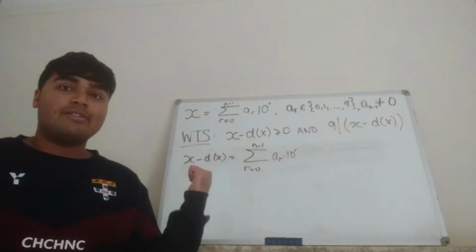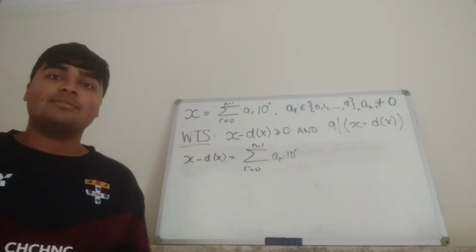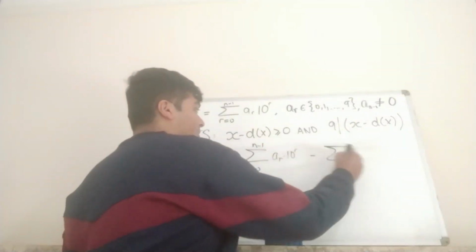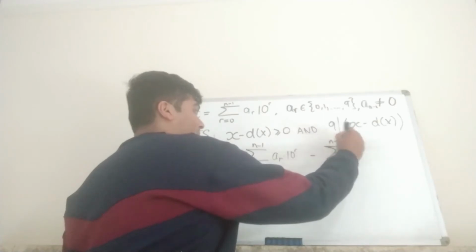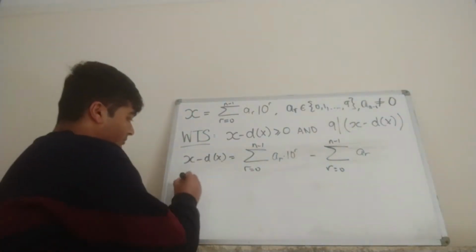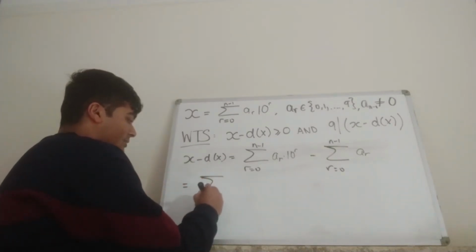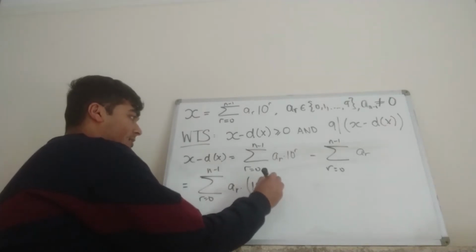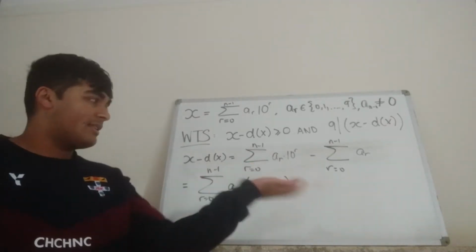And the digit sum of x is just the sum of the digits in x, but the digits in x are just these ar's here. So we're subtracting off the sum from r equals 0 to n minus 1 of ar, like so. Or we can bring these two summations together and get that this is equal to the sum from r equals 0 to n minus 1 of ar times 10 to the r minus 1, like so, by factoring out the ar.